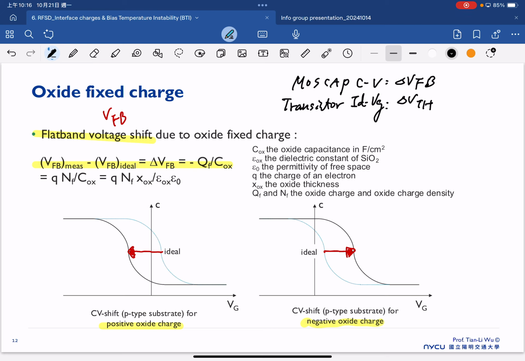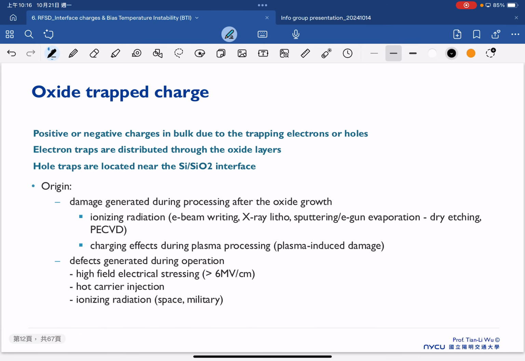Okay, so next is the oxide trap charge. In the past, in the beginning, we thought it only had positive charge, but in the end the knowledge was revised. Now we also understand that it's possible to have negative charges in the oxide due to trapping electrons or holes.